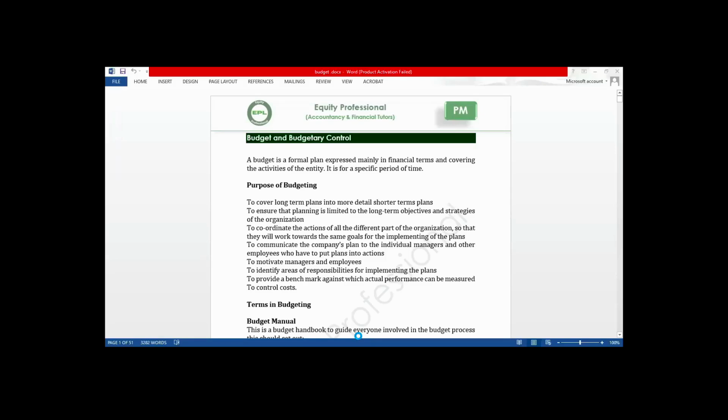Tonight we are looking at a new topic, budget and budgetary control. I'm hoping the class will be complete. It is not impossible that your 30 marks question will be tested on this topic.